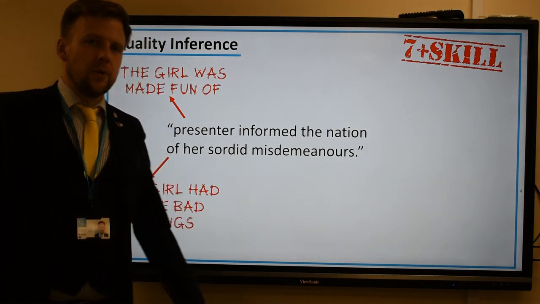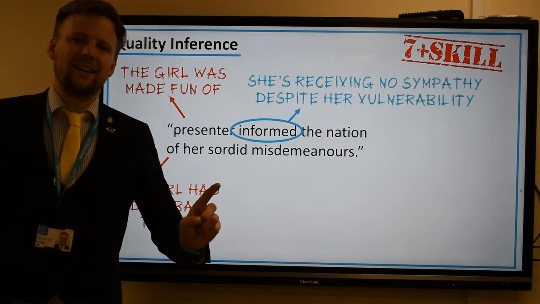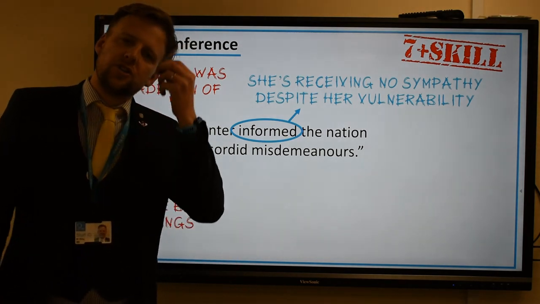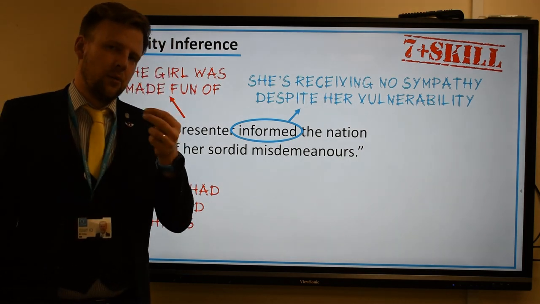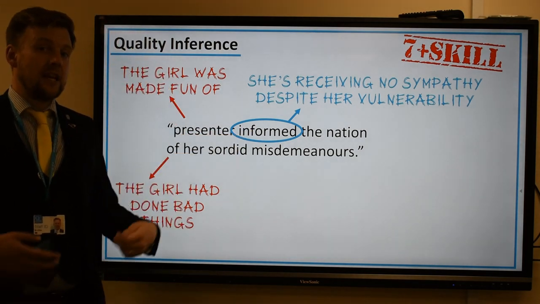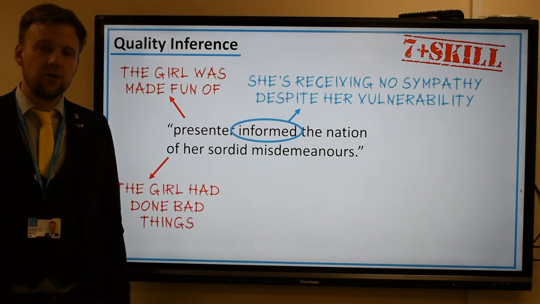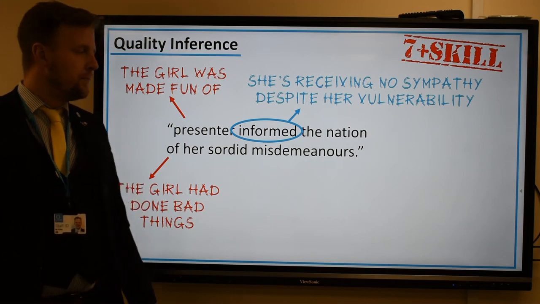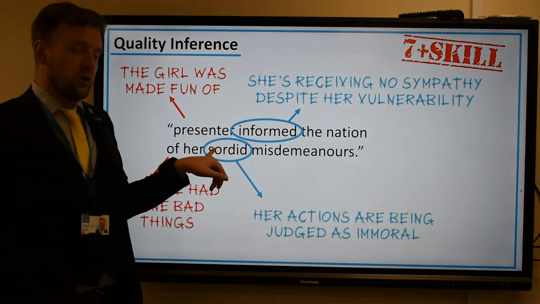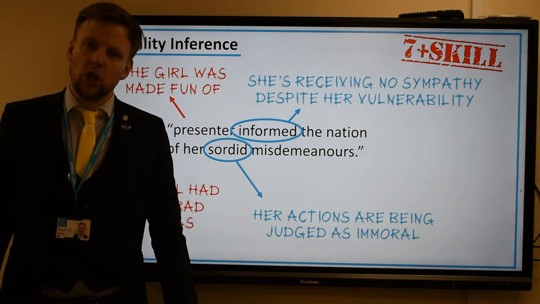My advice to you is this. Look at the word choices, but don't analyse them as words. Just use the words to shape your interpretations. So for example, if Jeremy Kyle has informed the audience, well, that shows this girl is receiving no sympathy, even though she's vulnerable. If they describe her sordid misdemeanours, well, she's being judged then, judged as immoral.